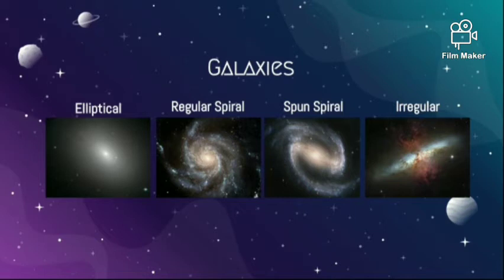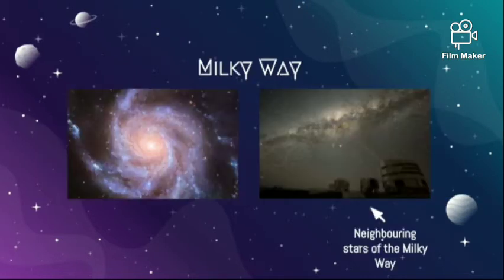There are 4 types of galaxy: the elliptical galaxy, the regular spiral galaxy, the spoon spiral galaxy, and the irregular galaxy. The Milky Way is the galaxy where we live. It is a regular spiral galaxy measuring 100,000 light years. The Milky Way has 300 billion stars. It is the second largest galaxy. The largest galaxy is the Andromeda Galaxy.